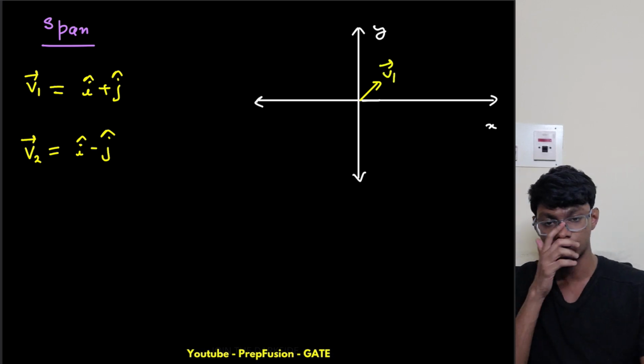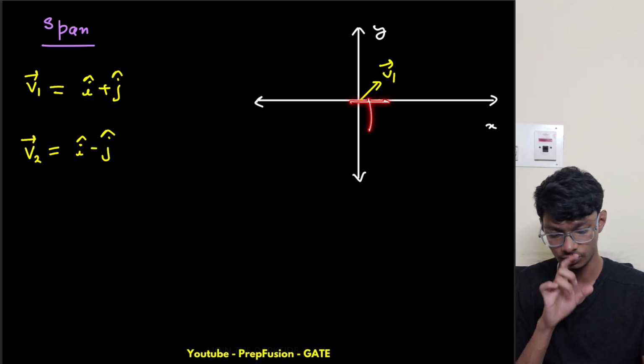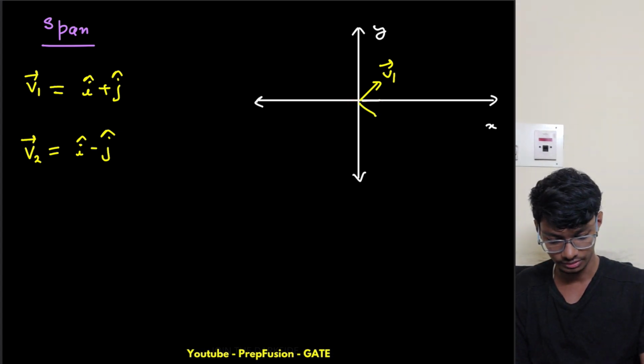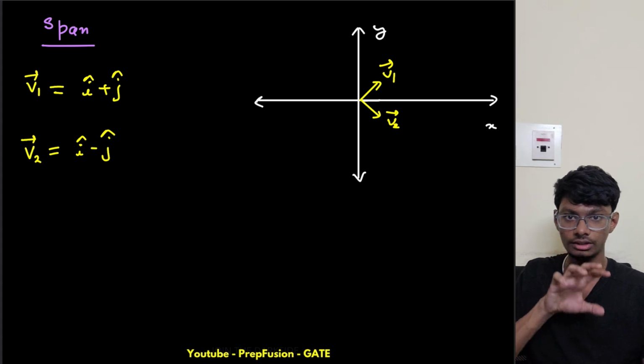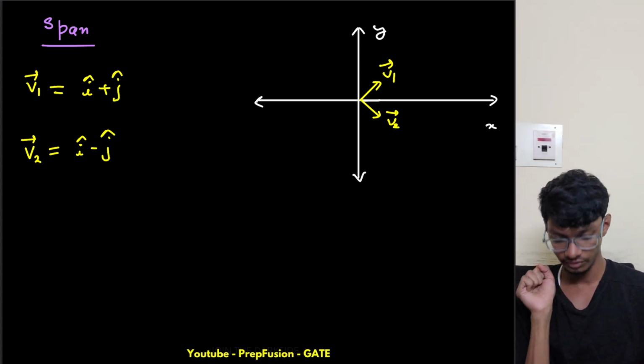Okay, let me write this in a different pen. Where will v2 lie? V2 will go one step along this x direction, but it has to come down also, so it will lie here only. So yeah, this is what my v1 and v2 will look like.